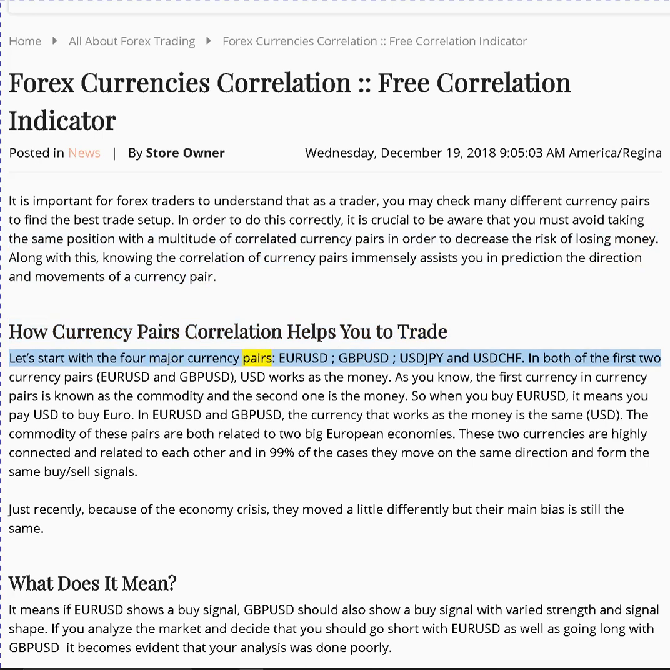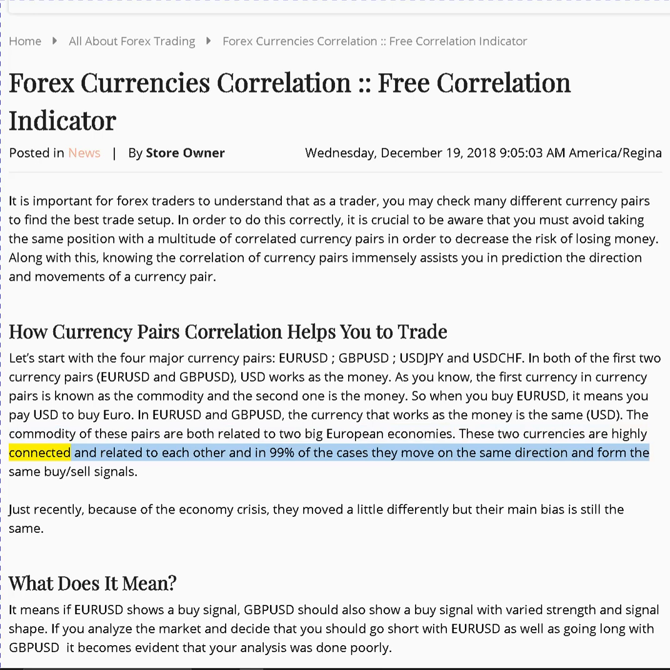Let's start with the four major currency pairs, EURUSD, GBPUSD, USDCHF and USDJPY. In both of the first two currency pairs, EURUSD and GBPUSD, USD works as the money. As you know, the first currency in currency pairs is known as the commodity, and the second one is the money. So when you buy EURUSD, it means you pay USD to buy euro. In EURUSD and GBPUSD, the currency that works as the money is the same, USD. The commodity of these pairs are both related to two big European economies.